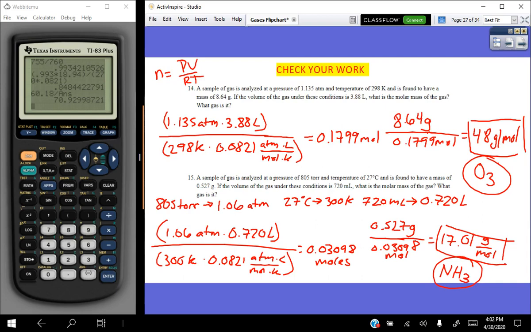In number 14, we did not have to do any conversions, but we did have to do our grams divided by our moles, and we got a molar mass of around 48 grams per mole, and that should have been O3. Number 15 was a little bit meaner. You had to do conversions for all three values. Pressure had to go to atmospheres, temperature had to go to Kelvin, and volume had to go to liters. Then once you solved for moles, 0.527 grams divided by that mole value that you calculated, you should have gotten 17.01 grams per mole, which is ammonia, NH3.